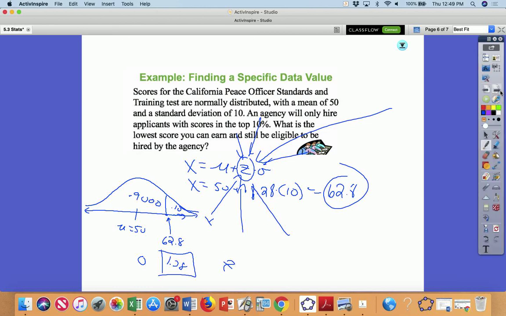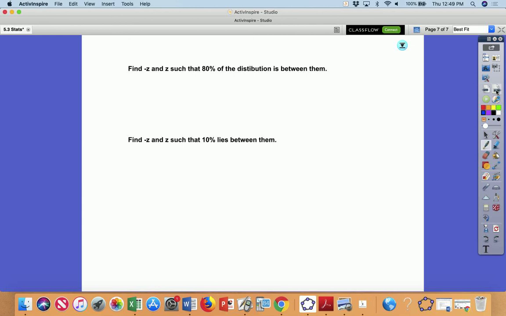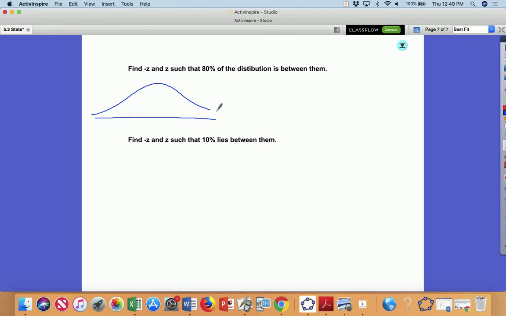Okay, so one other thing that's not on your notes that I'm going to do one and then you do the other is finding the z-scores that doesn't cut off the left or the right, but the middle percentage. So if I drew a picture of this, clearly I'm going to put the middle 80% here. And what would be the z-score that cuts off the middle 80%?